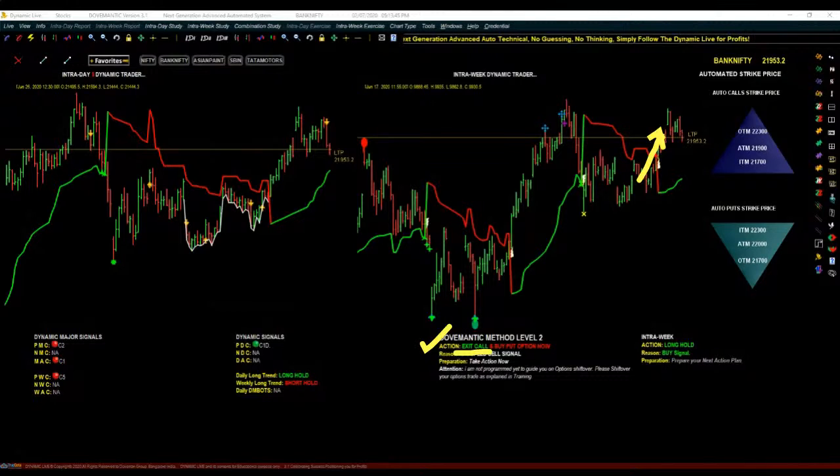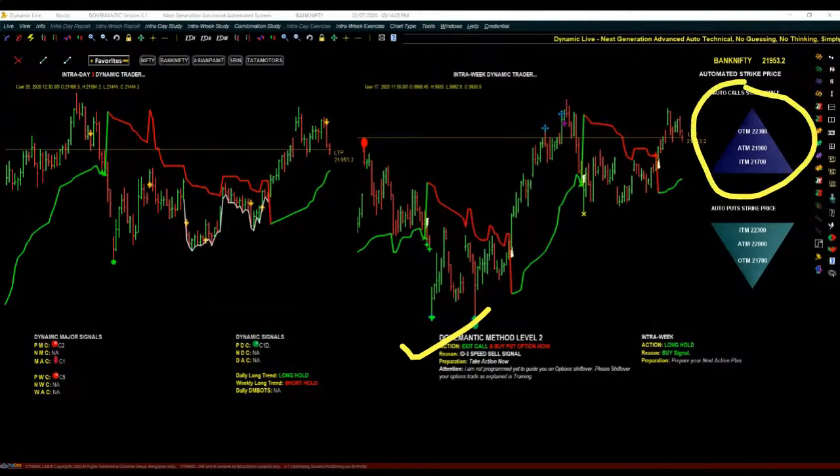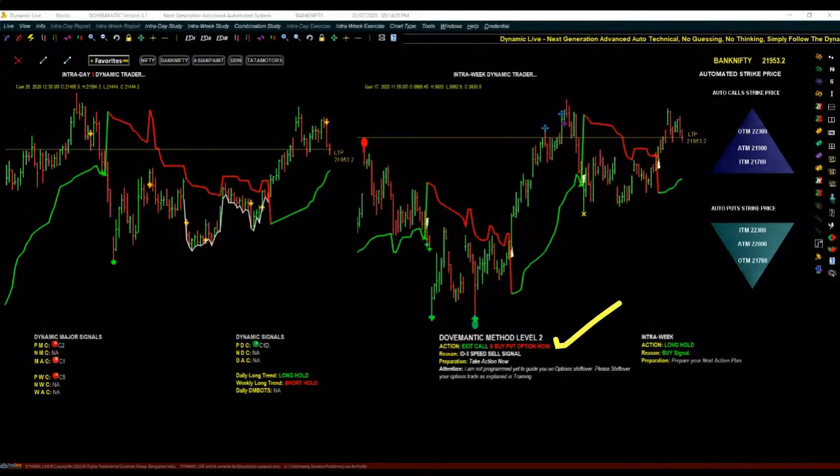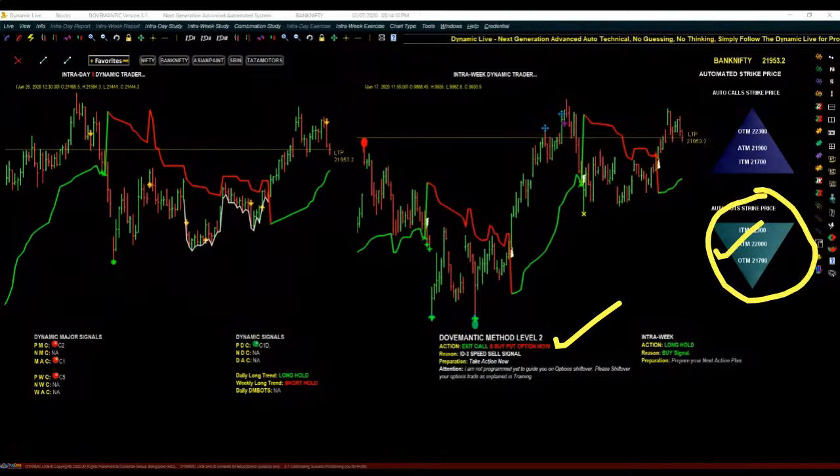But whenever it tells you to buy a call option or buy a put option, there is one more important thing that you have to learn, and that is to select the right strike price. But today you don't have to worry. Even the right strike prices are automatically selected by this dynamic live. So whenever it tells you to buy a call option, you can look at this pyramid pointing upward and pick one number out of these three. Or whenever it tells you to buy a put option, you can look at this pyramid pointing downward and pick one number out of these three. That is your right strike price.